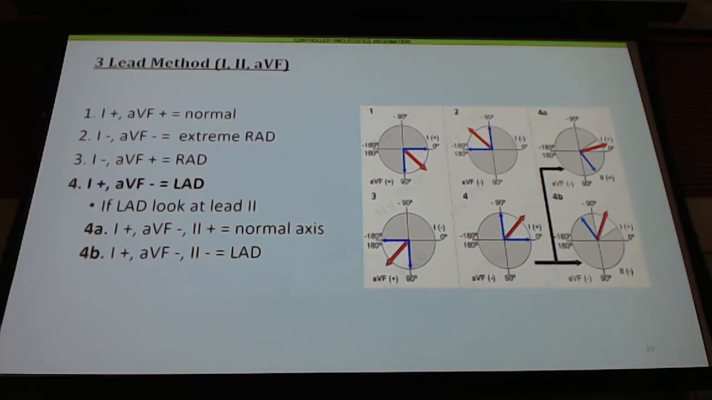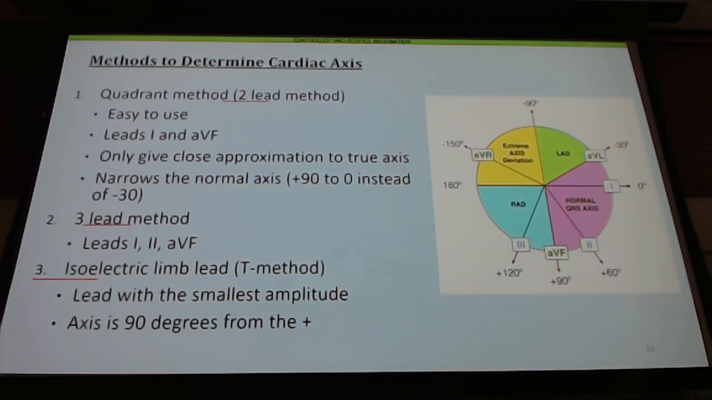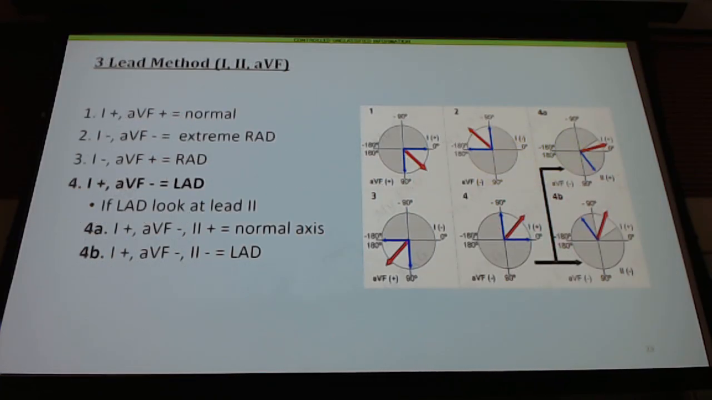Which way is it going? If the QRS in lead 1 is going up, thumb goes up. If it's going down, it goes down, okay? So if it's positive in lead 1 and it's positive in ADF, then that's normal. That means they have a normal axis. But unfortunately, that only gives you a normal axis of 0 to ADF. So 0 to plus 90. So you're losing out on this normal axis, which we'll talk about in a couple of seconds.